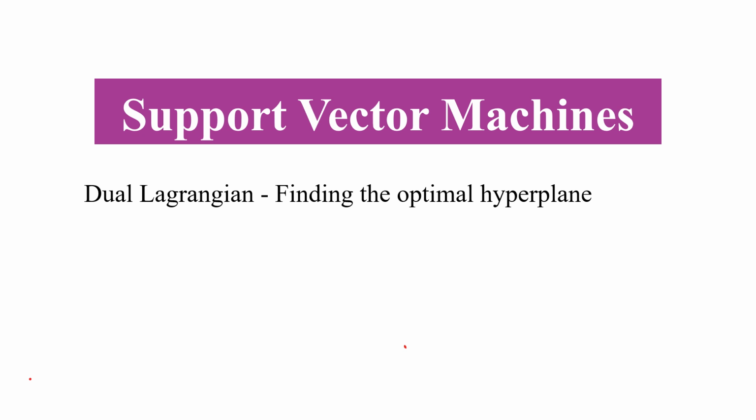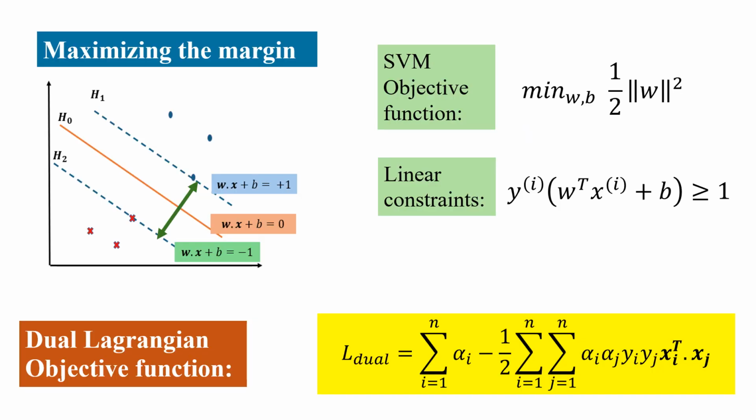Hello, today we'll continue the discussion on finding the optimal hyperplane using the dual Lagrangian. We have seen that to find the plane with the maximum margin, the objective function obtained is this, under the linear constraints. However, we mentioned that we would continue further to convert it into an equivalent formulation using the Lagrange multipliers, and we had obtained this dual Lagrangian objective function.